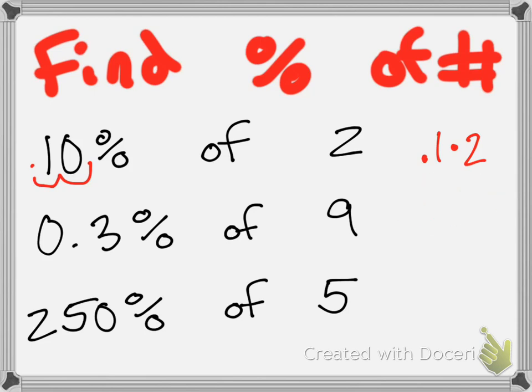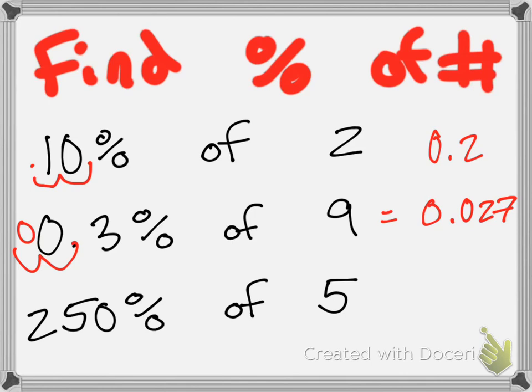Same thing here. We would move our decimal over, so we would get 0.2. Same case, we move it over twice. We do our multiplication, 0.003 times 9 is literally, it just gives us 0.027. Again, makes sense because it's going to be much smaller.